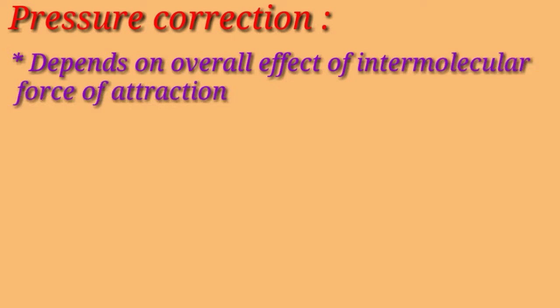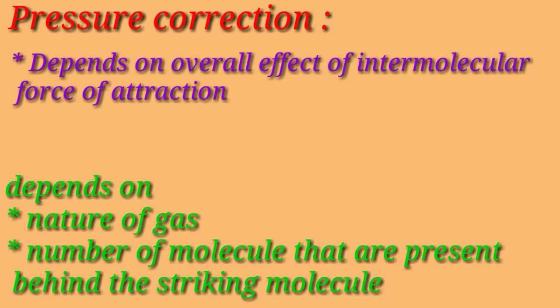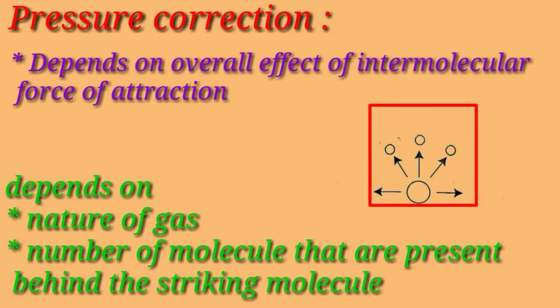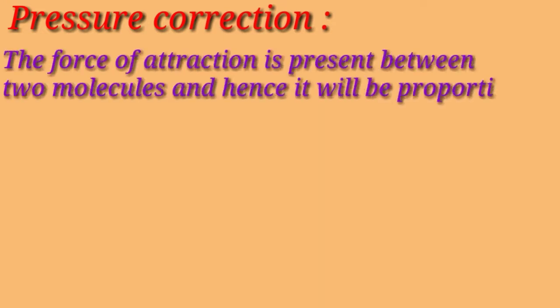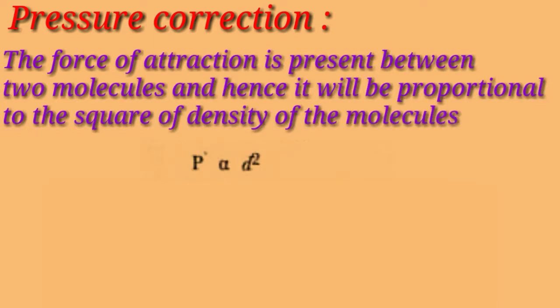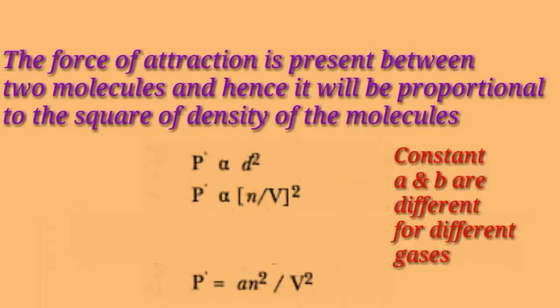Now, the pressure correction will depend on the overall effect of intermolecular force of attraction, which in turn depends on the strength of forces, that is, on the nature of the gas, and on the number of molecules that are present behind the striking molecule. The force of attraction is present between two molecules, hence it will be proportional to the square of the density of the molecules. Over here, density is equal to number of moles upon volume, so we can write it as n/V. If we remove this proportionality sign, I'll put in one constant, that is a. And these van der Waals constants a and b are different for different gases.